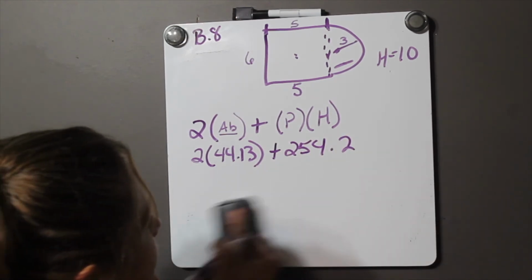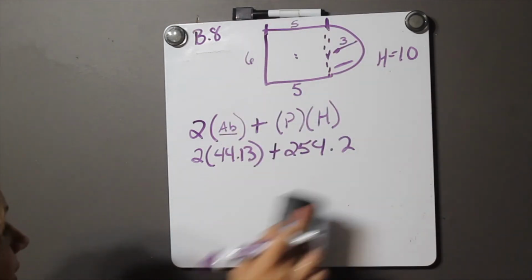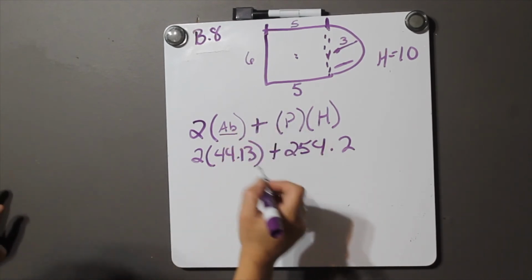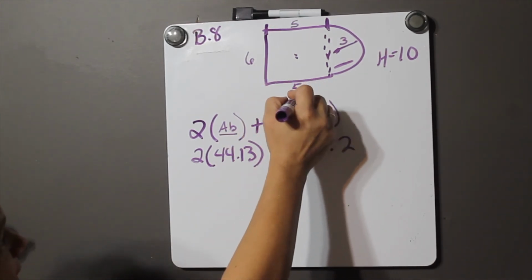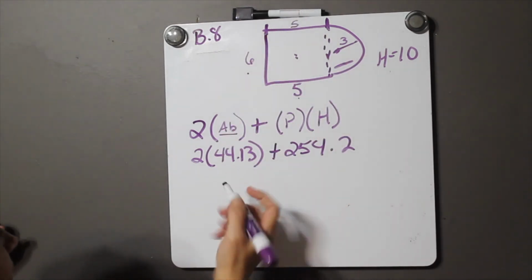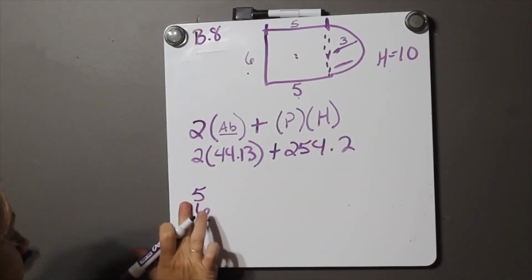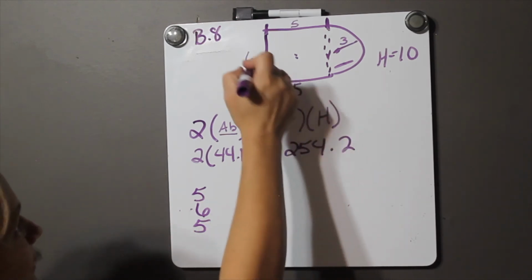Alright, the other way to do it would just be to find the perimeter of this and then multiply it by the height, which is 10. It may be less confusing for you to do it that way. So if we find the perimeter of this, let's see if it comes out the same. We would have 5 plus 6 plus 5. Okay, there's all our straight parts, 5, 6, and 5.